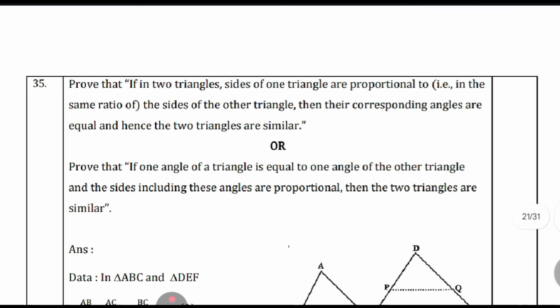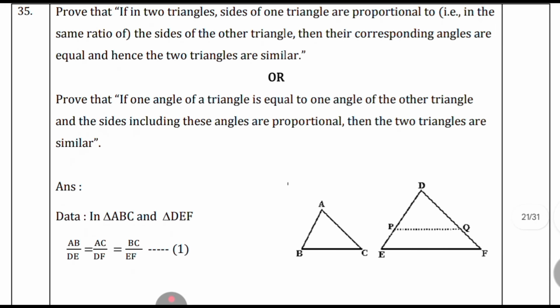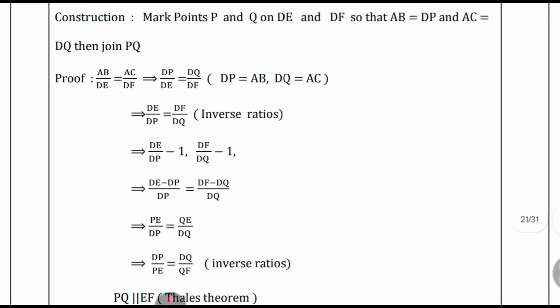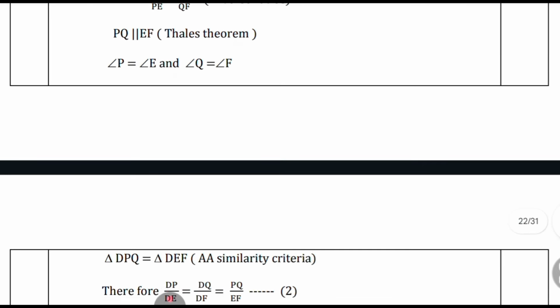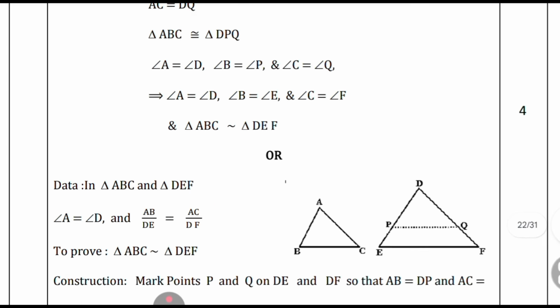Coming to the 35th question, prove that if in 2 triangles the sides of one triangle are proportional to the sides of the other, the triangles are similar. This is from the lesson similar triangles. So these are our steps for solving the theorem. You can go with the steps and solve this.